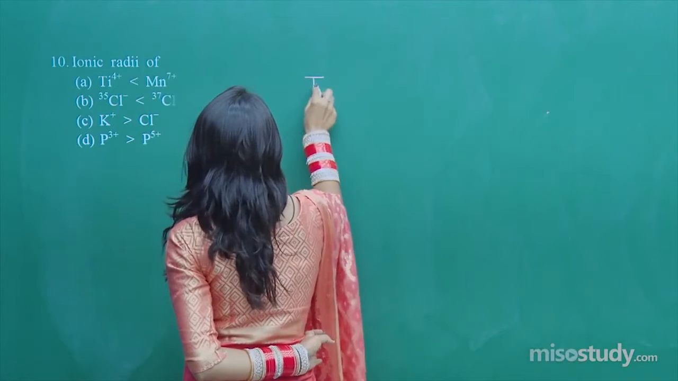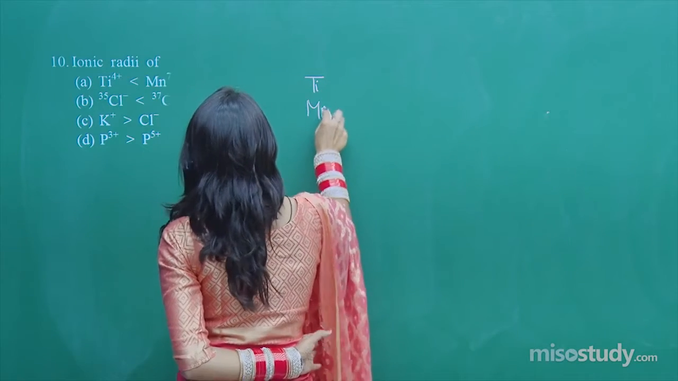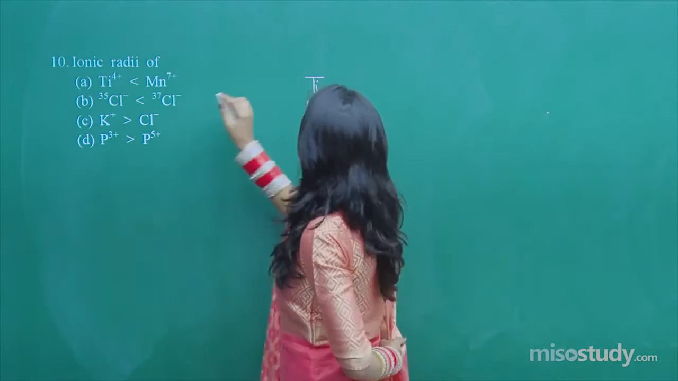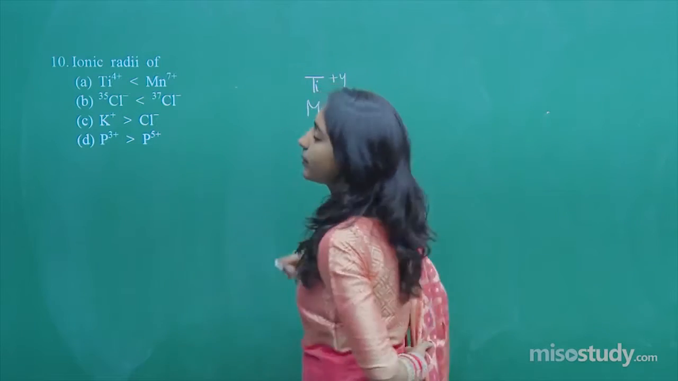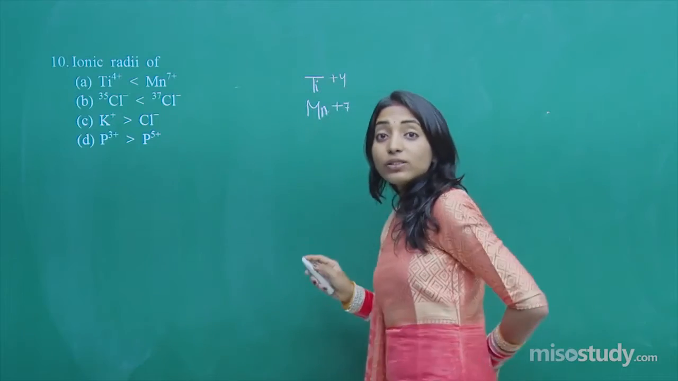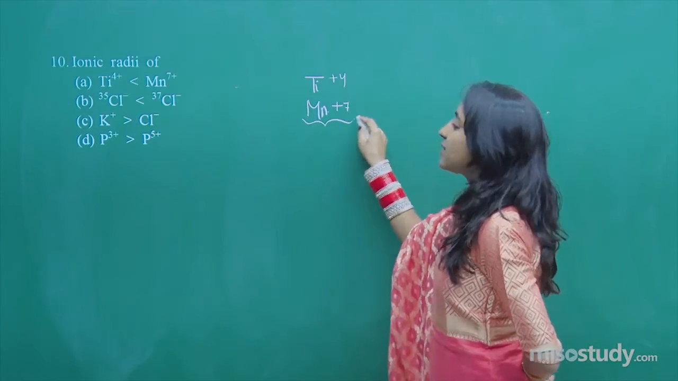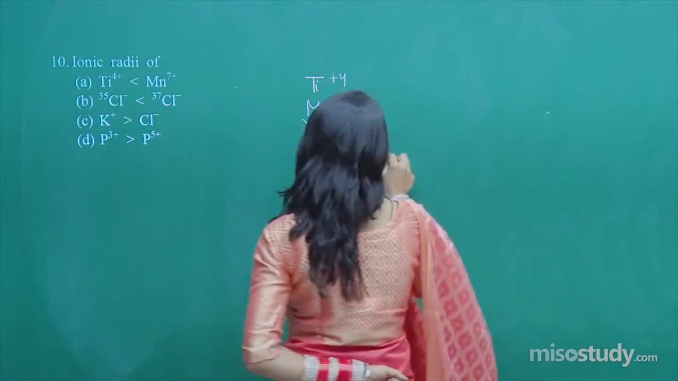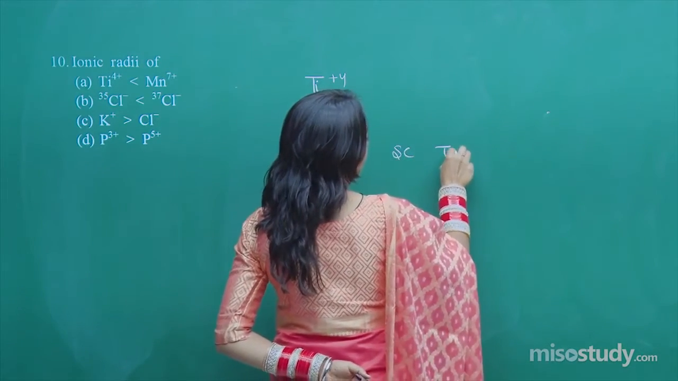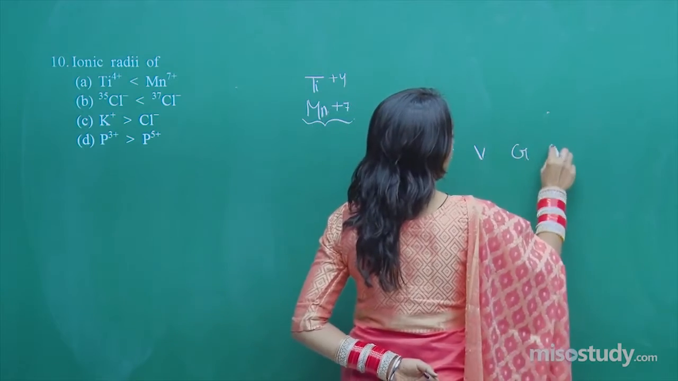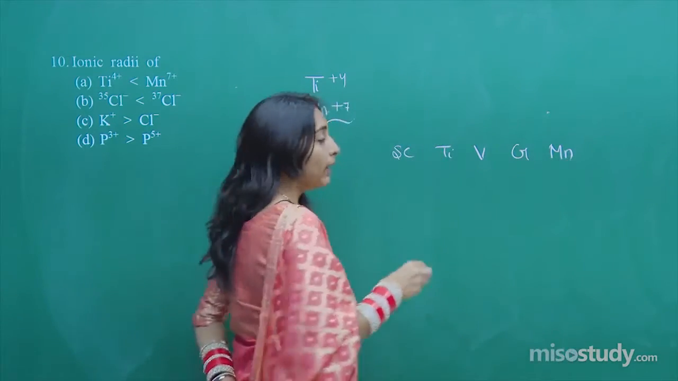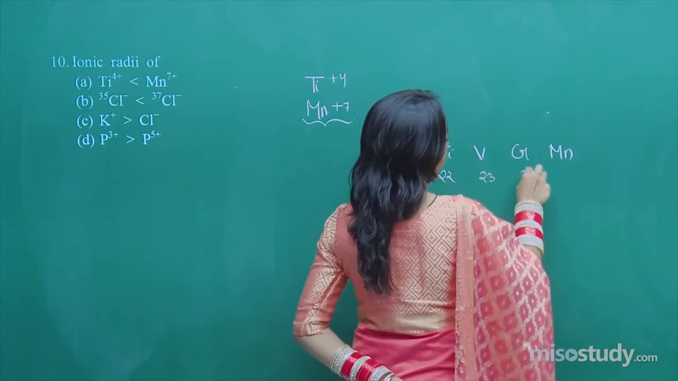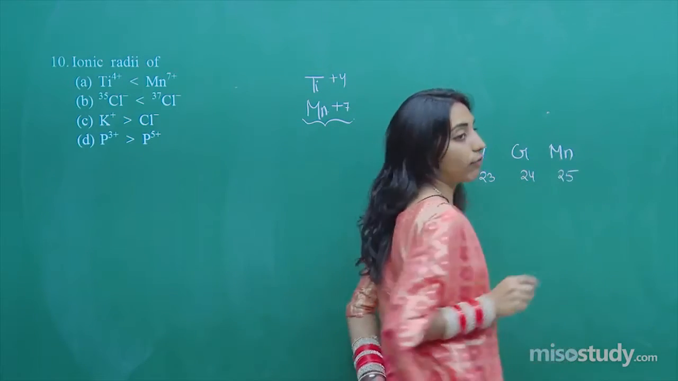We have titanium and we have manganese. Manganese is +7 and titanium is +4. Now see, if manganese is having a higher positive charge, let me just compare once again. We have 21, 22, 23, 24, 25.